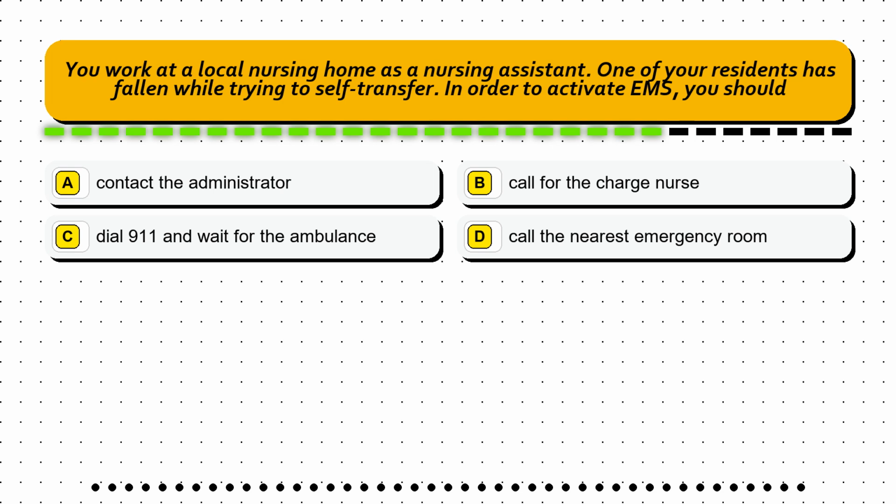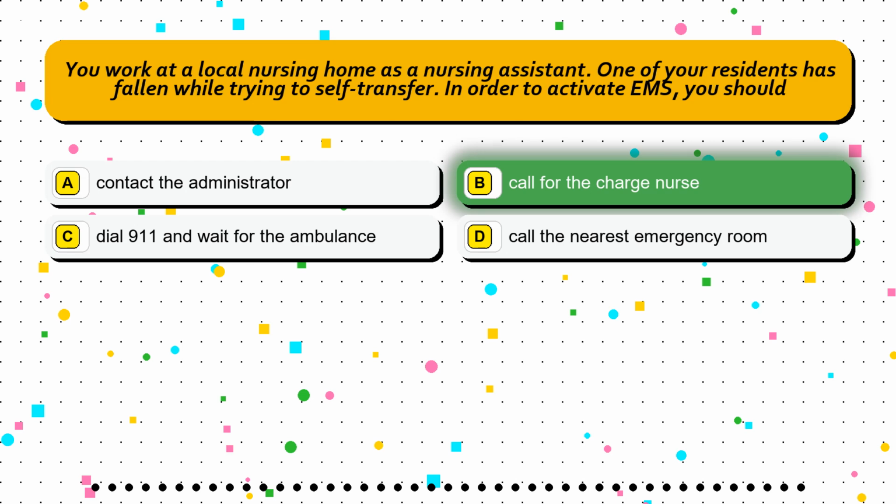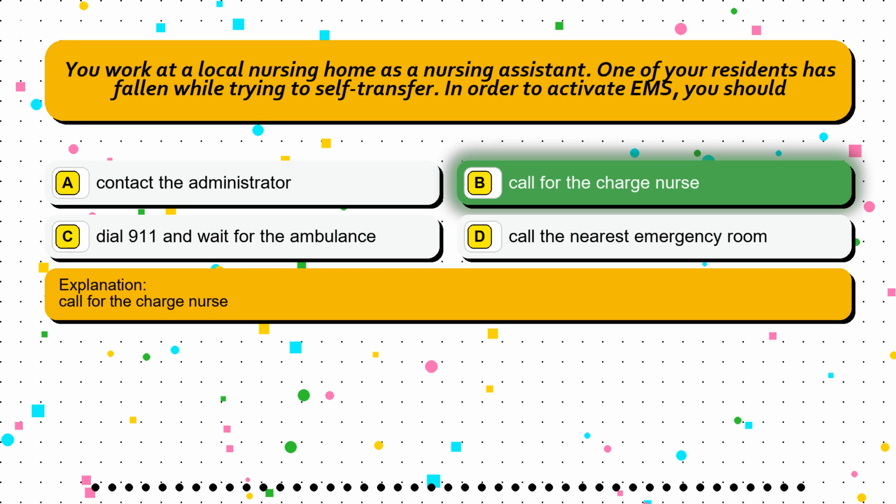One of your residents has fallen while trying to self-transfer. In order to activate EMS, you should: option A, contact the administrator. Option B, call for the charge nurse. Option C, dial 911 and wait for the ambulance. Option D, call the nearest emergency room. The correct answer is option B, call for the charge nurse.